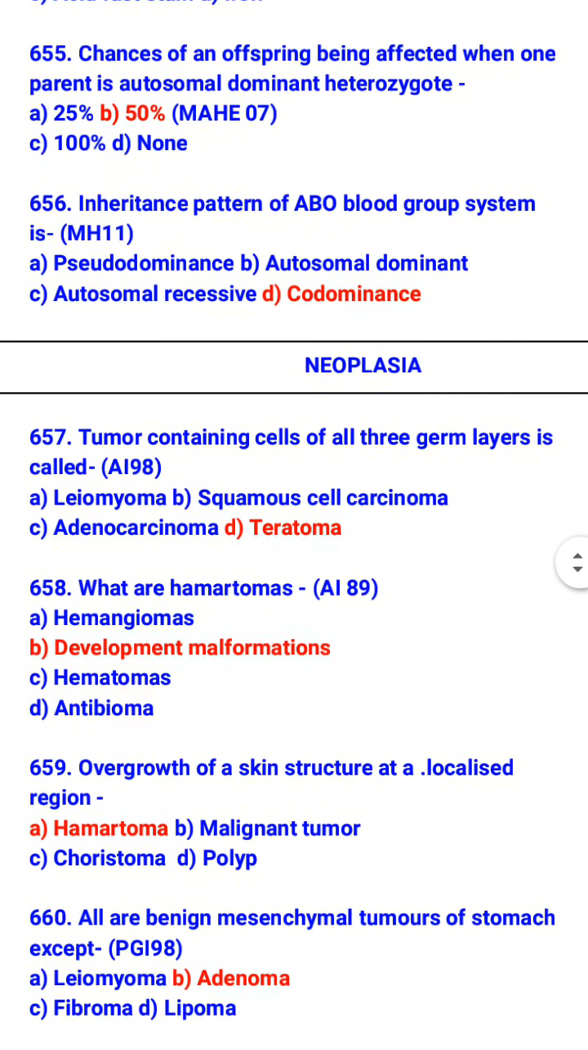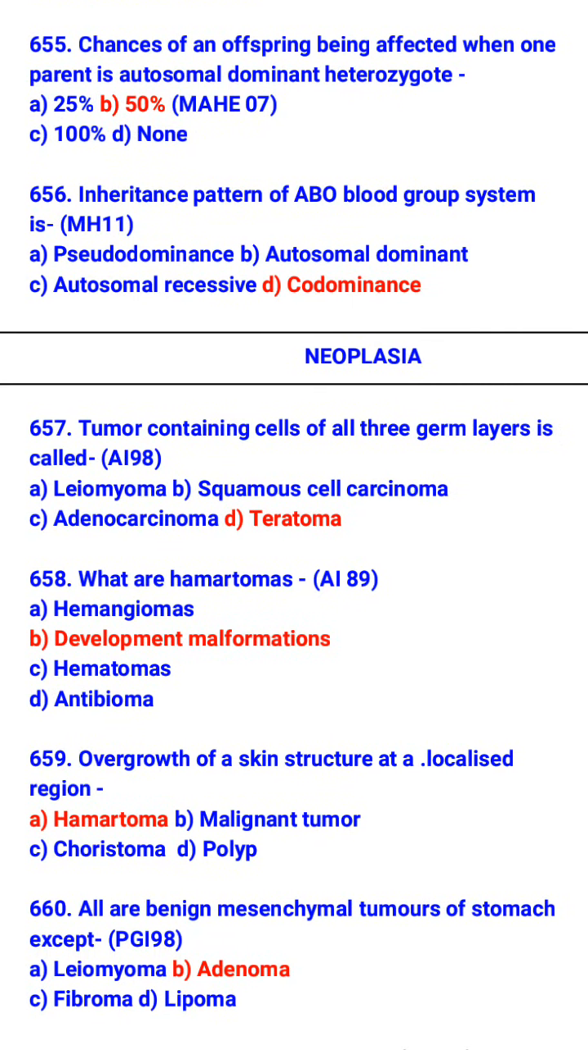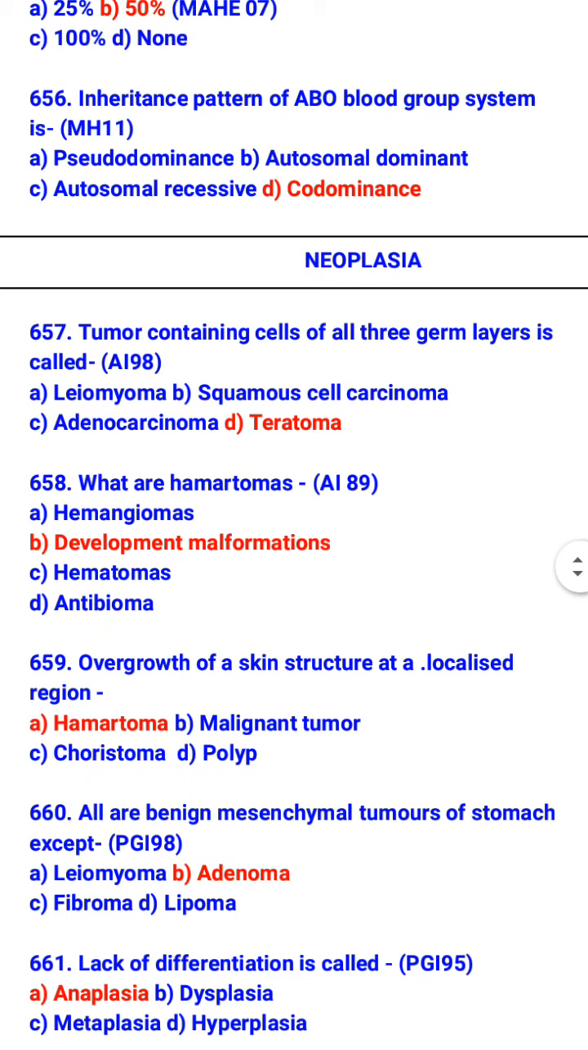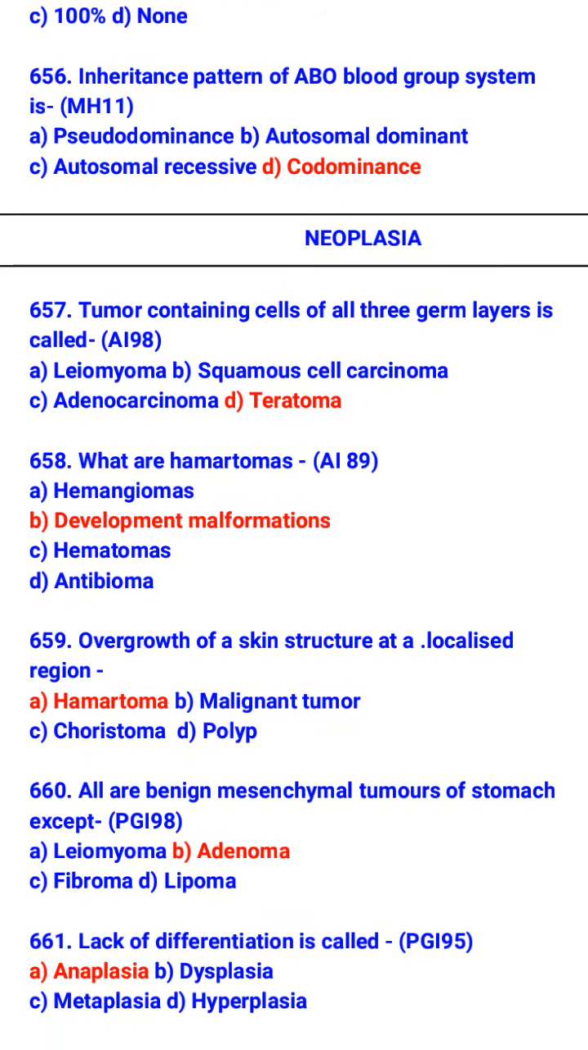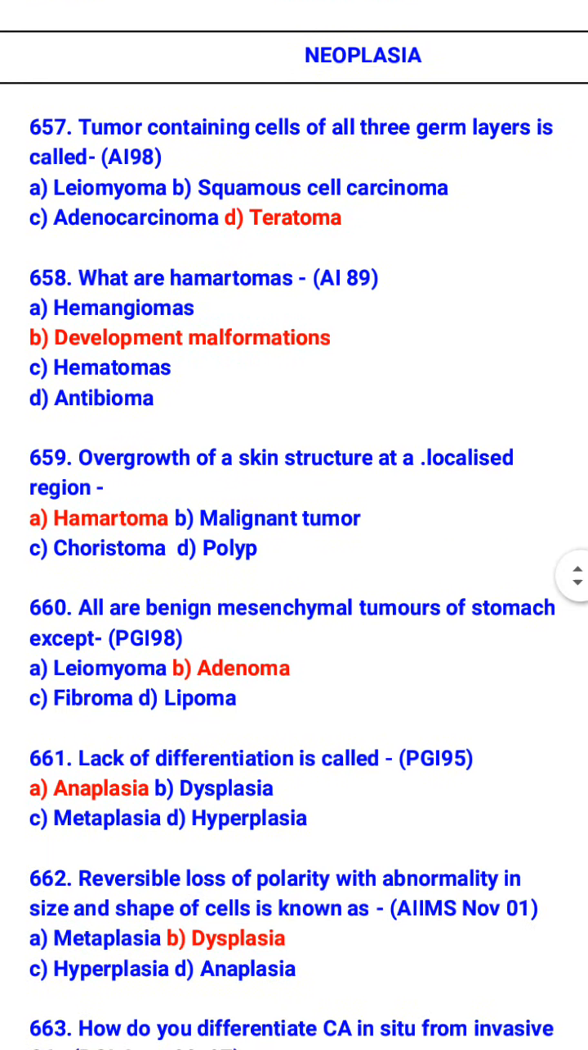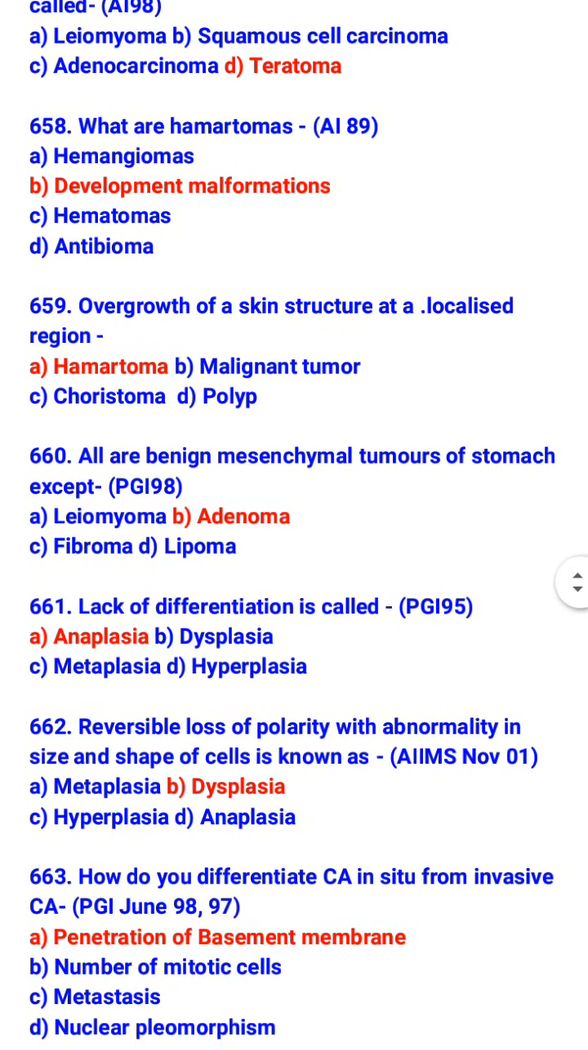Neoplasia. Tumor containing cells of all three germ layers is called teratoma. What are hamartomas? Developmental malformations. Overgrowth of a skin structure at a localized region is hamartoma. All are benign mesenchymal tumors of stomach except adenoma. So benign mesenchymal tumors of stomach are leiomyoma, fibroma, and lipoma.